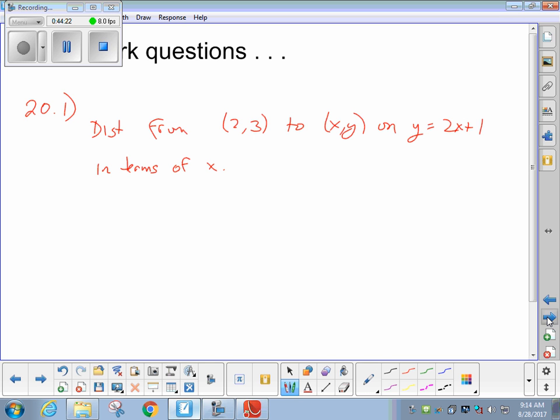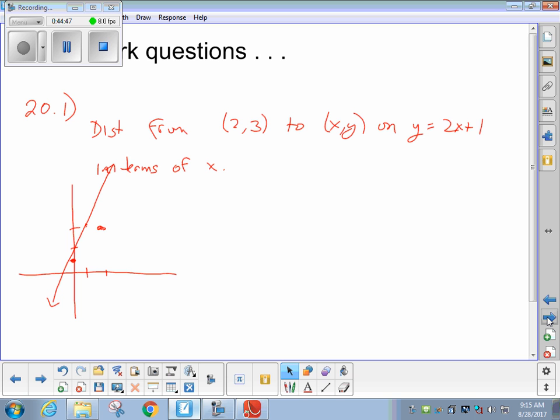Now, a graph's not necessary once you get good at these, but it helps me explain. So I know what point (2, 3) is, obviously. It looks like this. And y equals 2x plus 1 would look like this. All right? Now they want you to express the distance from (2, 3) to (x, y). Well, you're talking any point on the line. Now that distance could look like this, or like this, or like this, or like this. It depends on the point they choose.